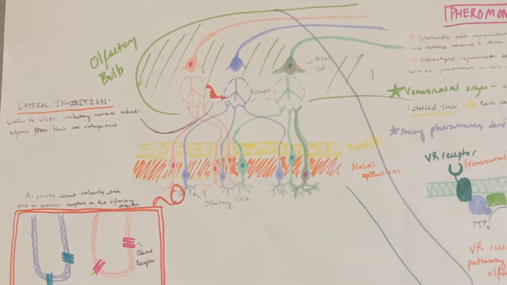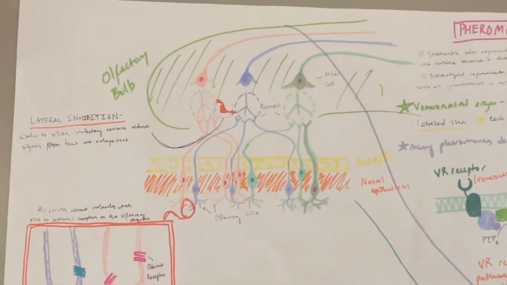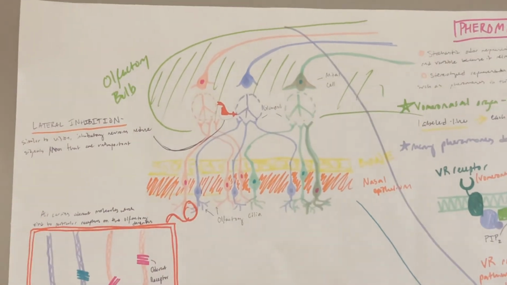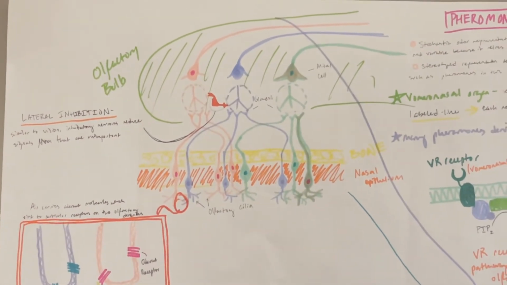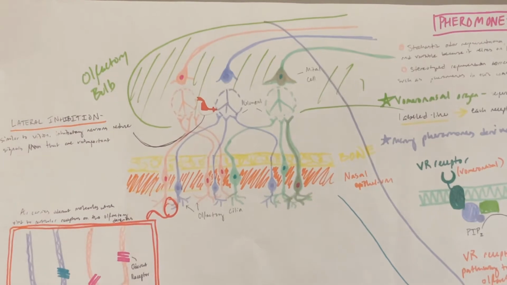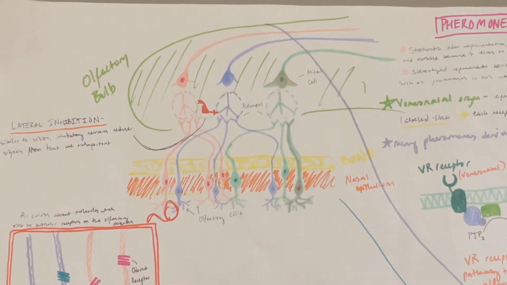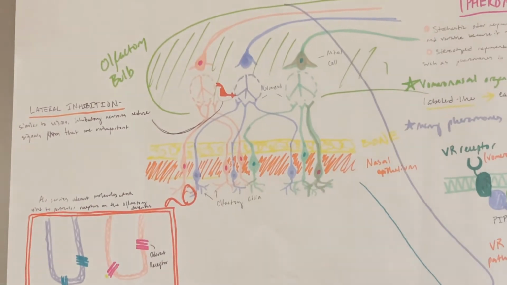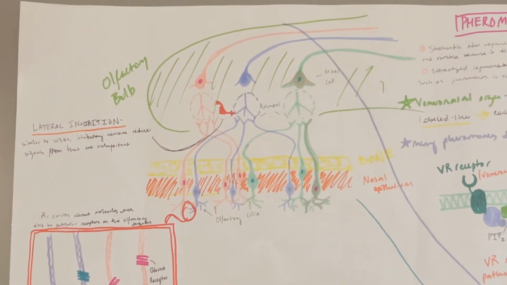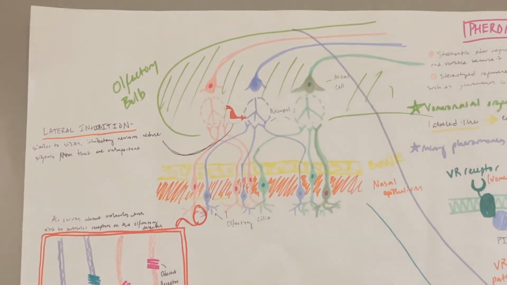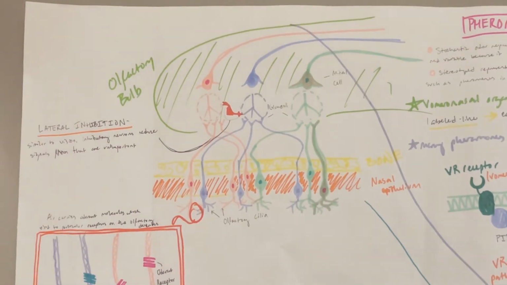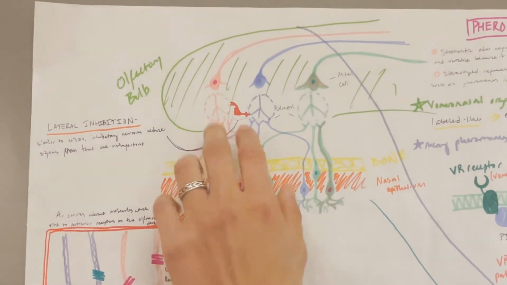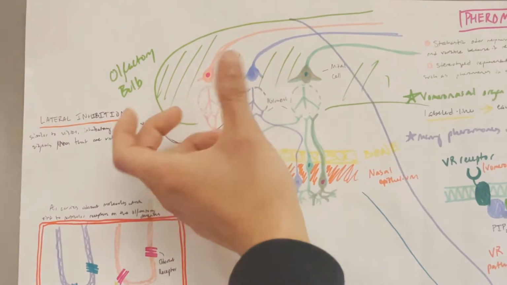Lateral inhibition is basically when a neuron's response to a stimulus is inhibited by the excitation of a neighboring neuron. What's the significance of lateral inhibition? It's almost like regulating the response.